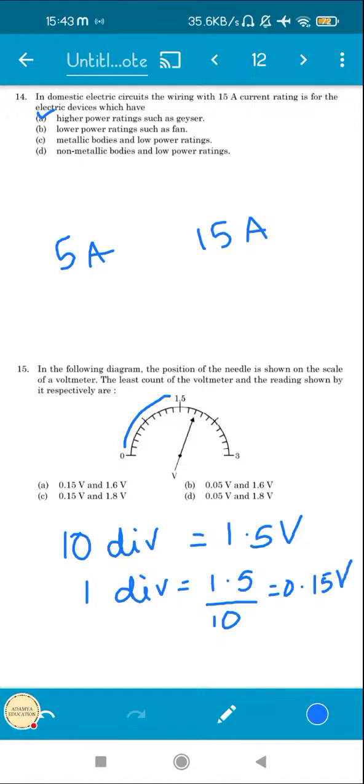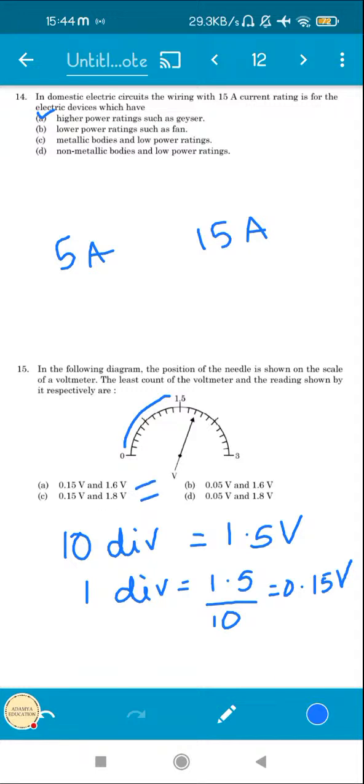So what is least count? Basically, least count is the smallest measurement that can be made by the device. So the smallest measurement means the smallest division that is present in the device. In the case of this voltmeter, one single division will represent 0.15 volt. So our least count will be 0.15 volt. So the option can be either A or C.